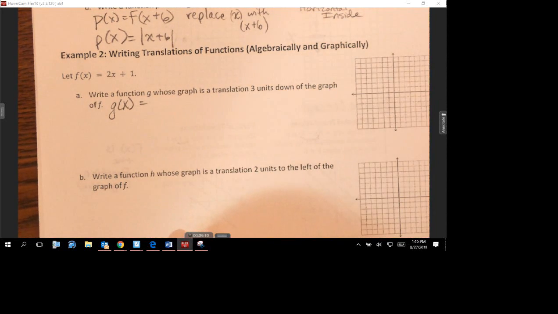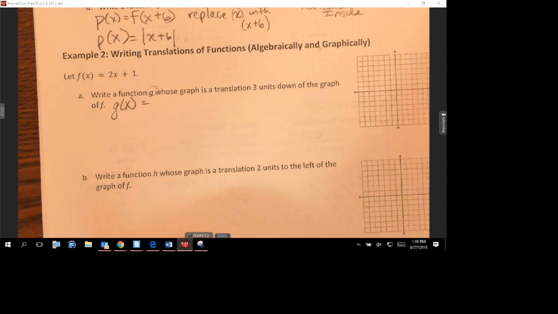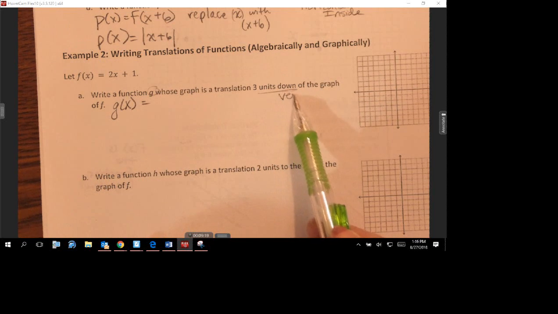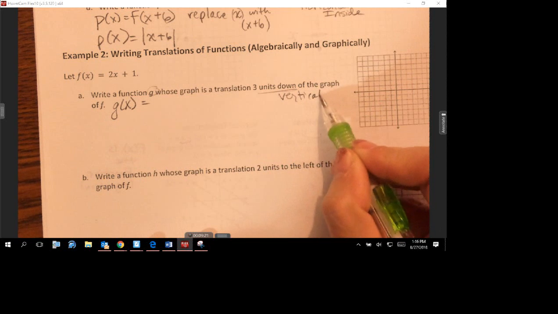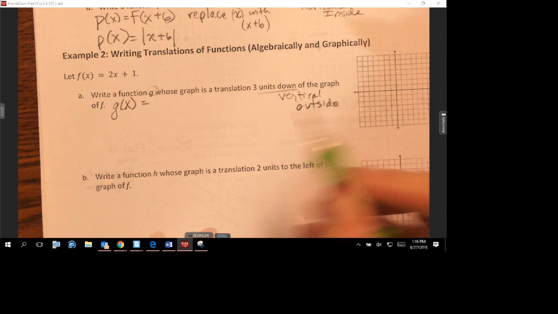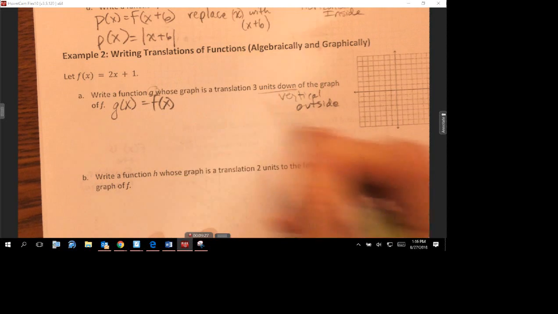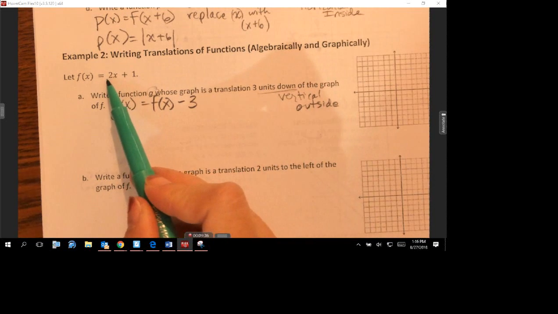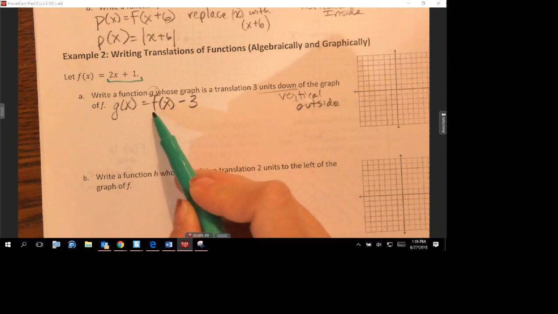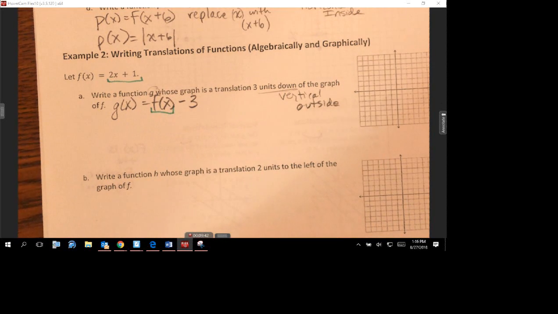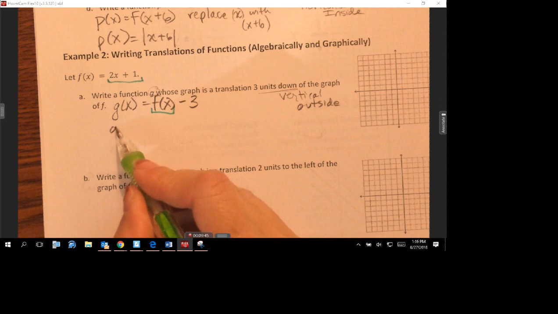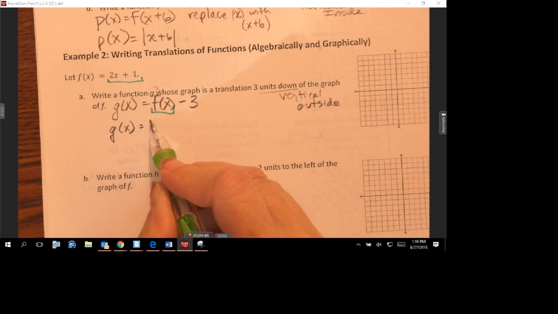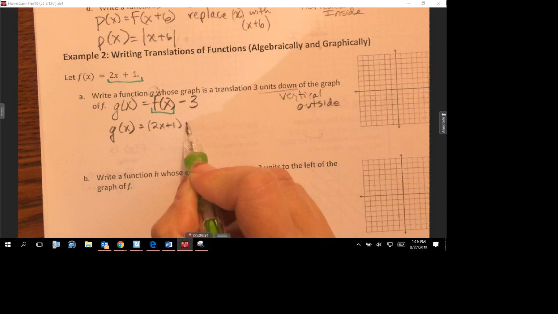So I know the name of it is g. It came from the description. And then what do I know about down? What does that tell me? Vertical, outside. So that means I take the f of x function and I subtract 3 from the f of x function. This is the f of x function. That goes in this spot. So I'm going to have g of x equals 2x plus 1 minus 3.